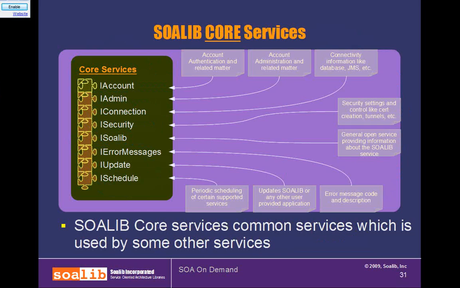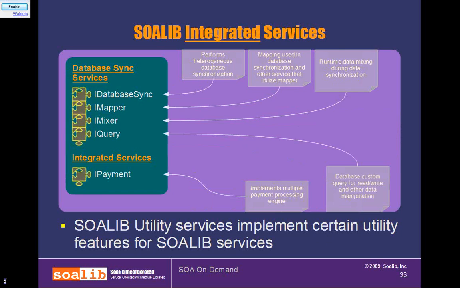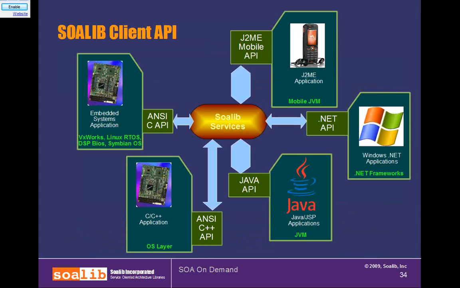And this slide explains the functionality of each of these services. As I said, the iAccount deals with account authentication, iAdmin with administrative tasks, iConnection with connectivity information. So I have already explained those. And utility services, as I explained, are related with particular implementation of the utility, specifically like balance, batching. And on the last slide, we have the data synchronization and integrated services. Now this is the API look of SOALIB. And this is the client side, and we have the service running at the center on any server.